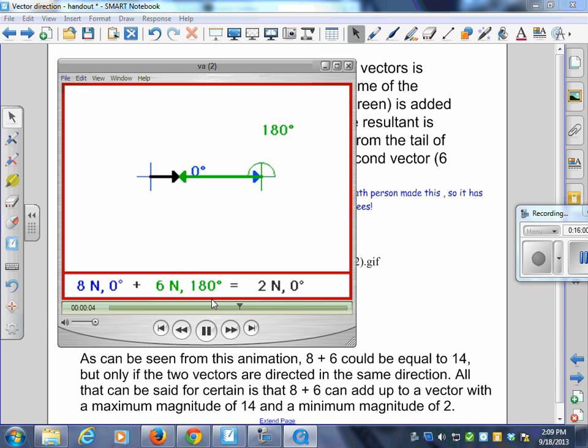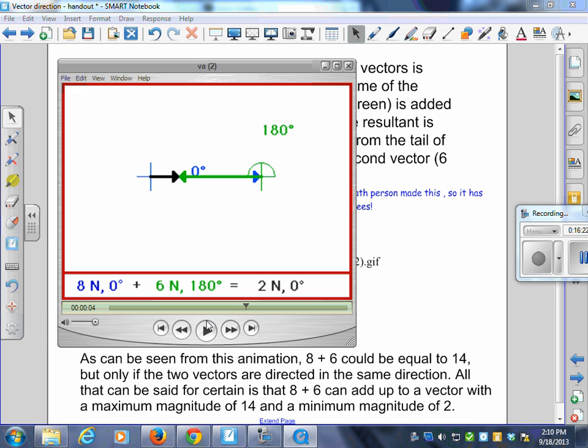What's the biggest value the resultant can be? 14. What's the smallest that it can be? 8 forward, 6 back, right?